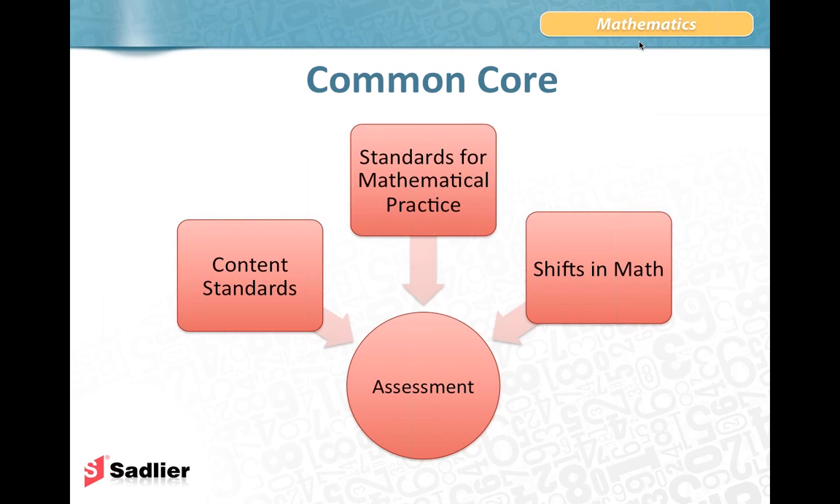But before I begin, I really want to get into Common Core and talk a little bit about what that's about, and how you'll find that our Progress program meets the needs of Common Core. There are actually 3 entities of Common Core: the content standards, the standards for mathematical practice, and the shifts in math. The content standards are what every teacher knows. That's what students should be able to do by the end of their grade level.